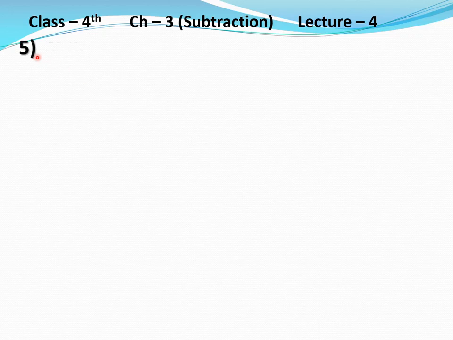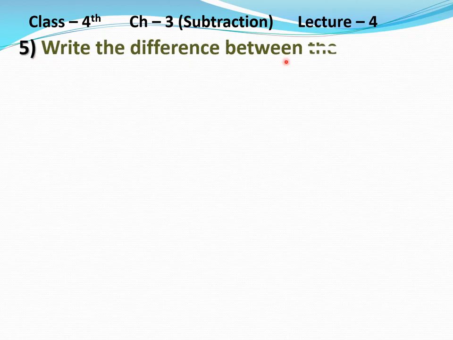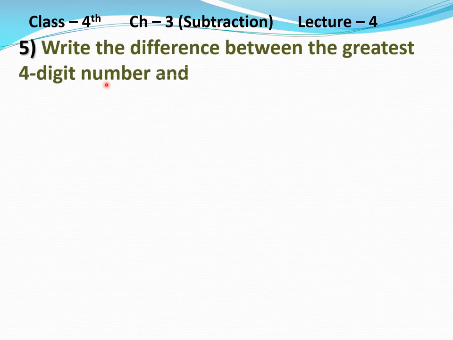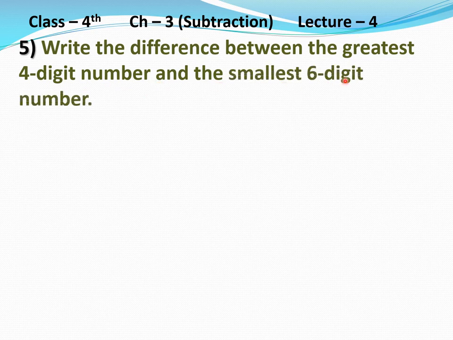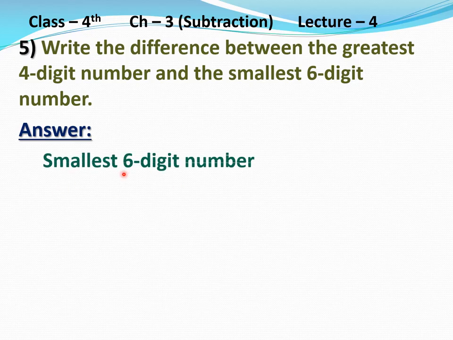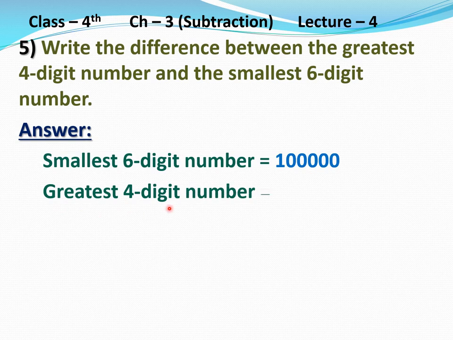Now question 5. Write the difference between the greatest 4-digit number and the smallest 6-digit number. We have to find the difference between the greatest 4-digit number and the smallest 6-digit number. Answer. See, smallest 6-digit number equal to 1 lakh and greatest 4-digit number equal to 9,999. Okay, we have to find the difference between these two.